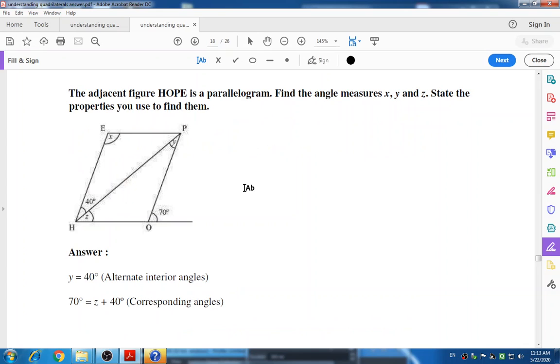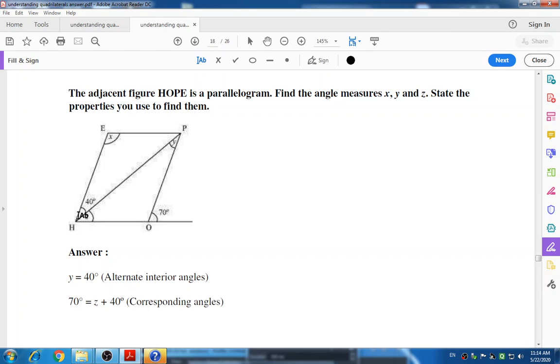Adjacent figure HOPE. Find the angle measures x, y and z. State the properties you use to find them. Look at here. Y and this 40 are alternate interior angles. Alternate means they make a sign of Z. If these two angles are making a sign of Z, that means they are alternate interior angles. This, look at here, this is the sign of Z. Okay, mirror image of Z. If it is 40, then this Y is also equal to 40.